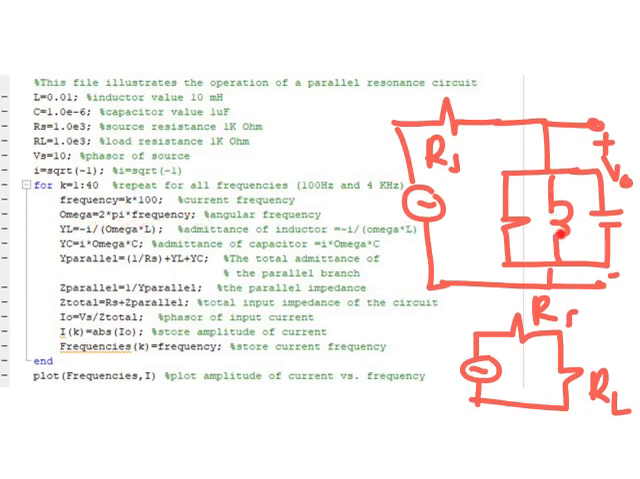When I put branches in parallel, it's better to deal with admittances, and the admittance is the inverse of the impedance. In the same way that we use the inverse of resistance as a conductance, when we have admittances in parallel, we add them. So this is what I did. The admittance of an inductor is 1 over j omega L, which is minus j over omega L. The admittance of the capacitor is j omega C. I add this admittance plus this admittance plus this admittance.